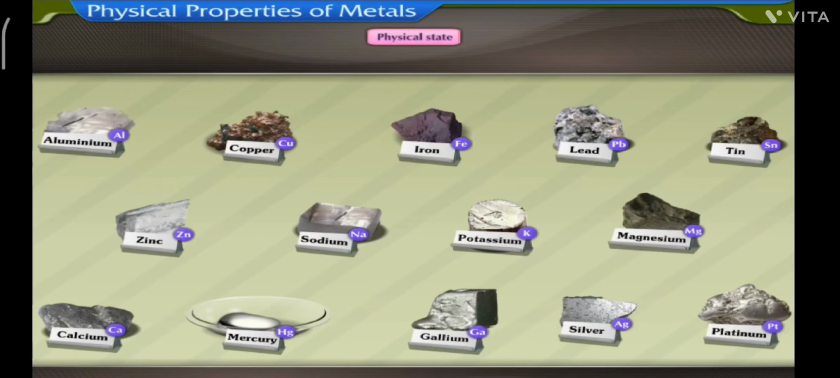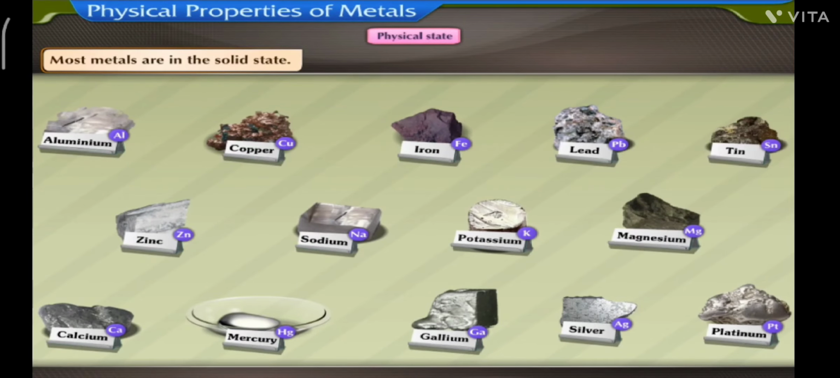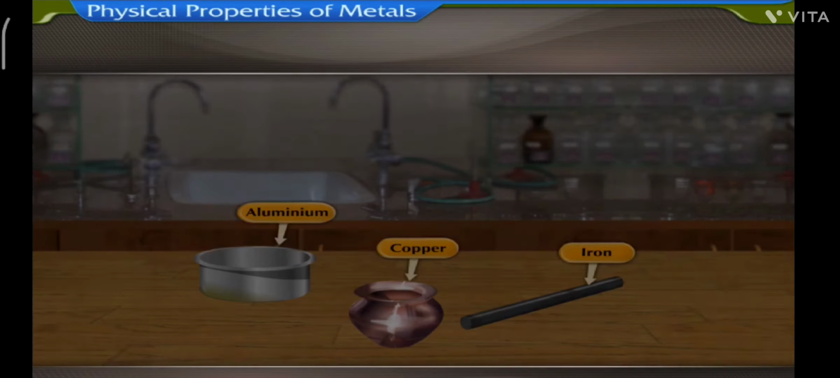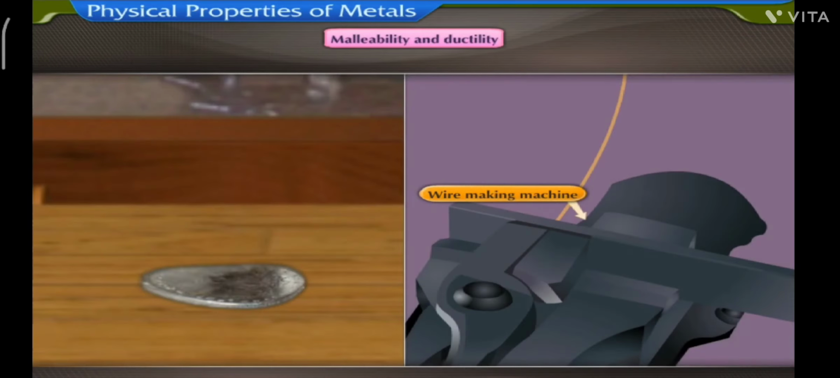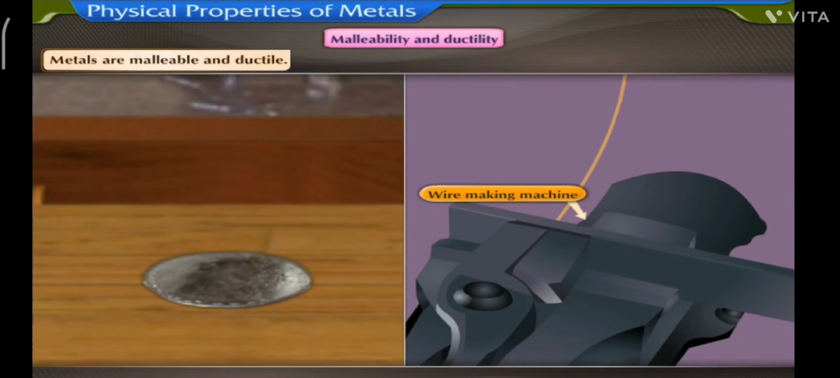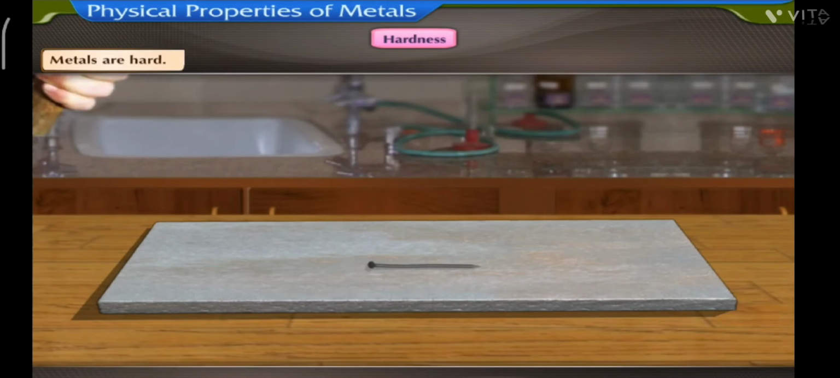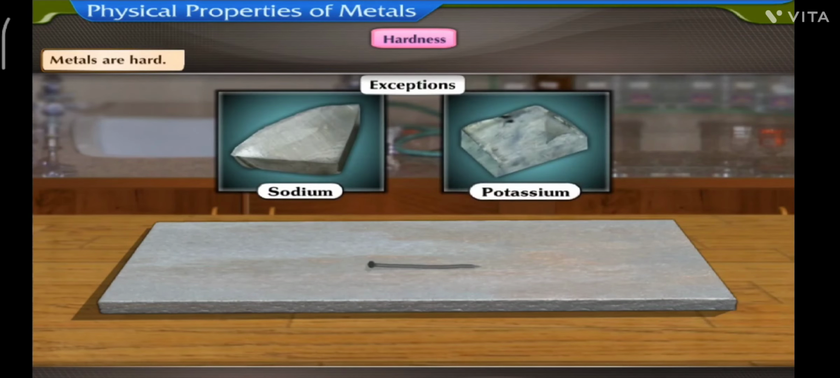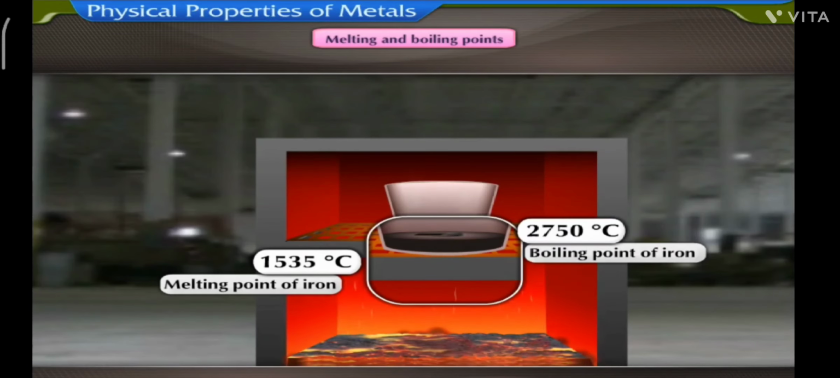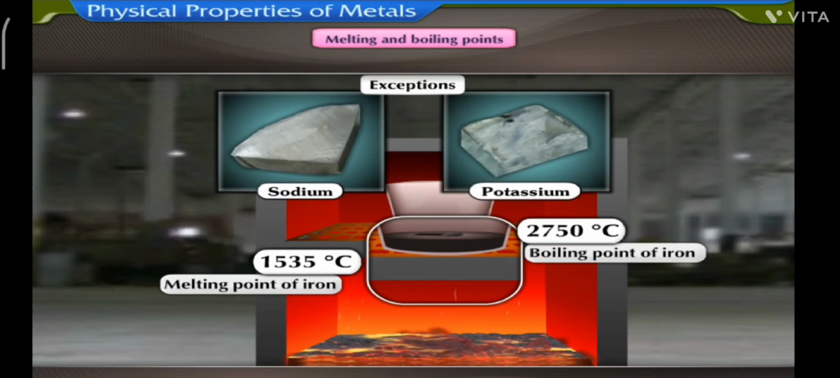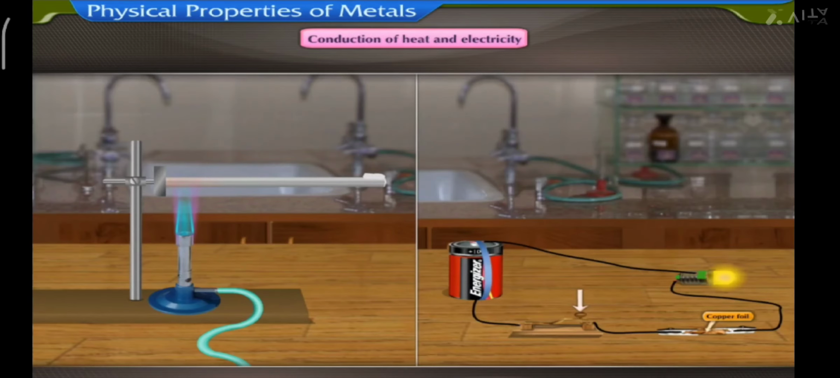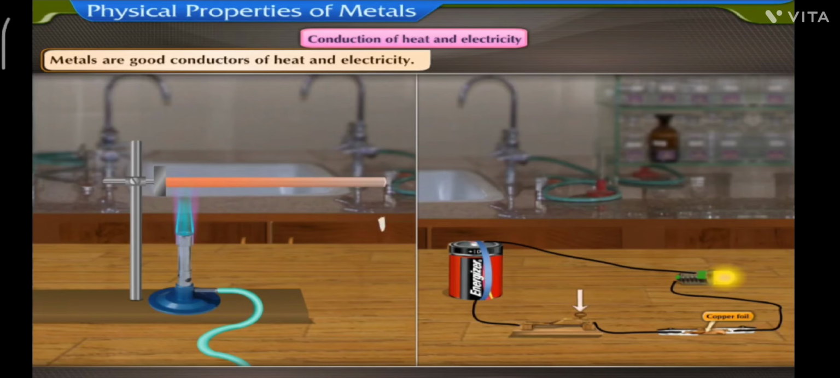Now, let us summarize the physical properties of metals. Physical state. Most metals are in the solid state. Exceptions are mercury and gallium, which are in the liquid state. Luster. Metals have a metallic luster. Malleability and ductility. Metals are malleable and ductile. Hardness. Metals are hard. Exceptions are sodium and potassium. Melting and boiling points. Metals usually have high melting and boiling points. Sodium and potassium are exceptions. Conduction of heat and electricity. Metals are good conductors of heat and electricity.